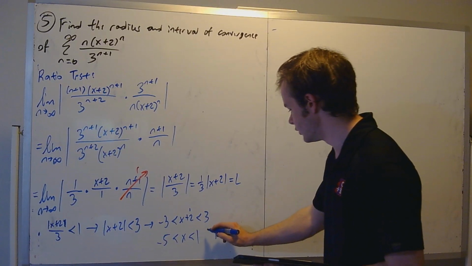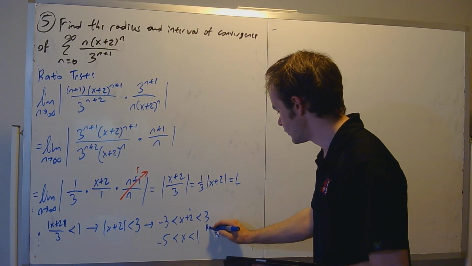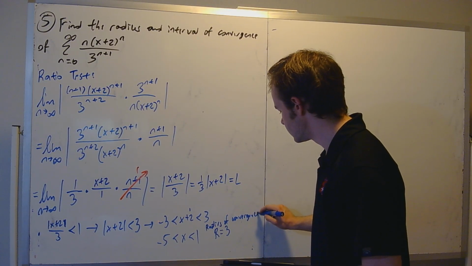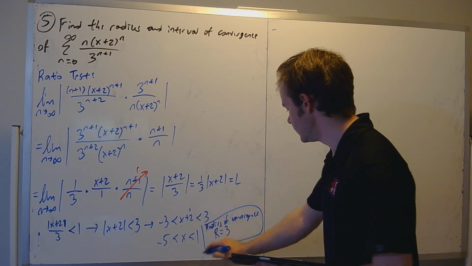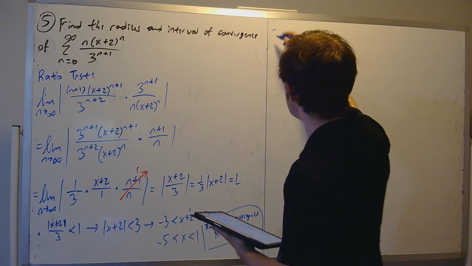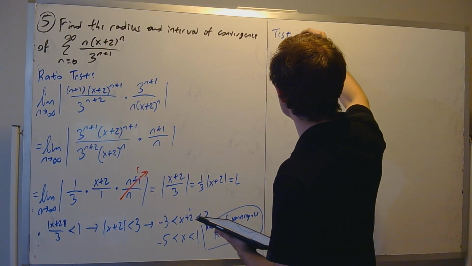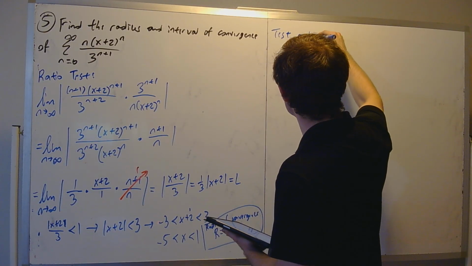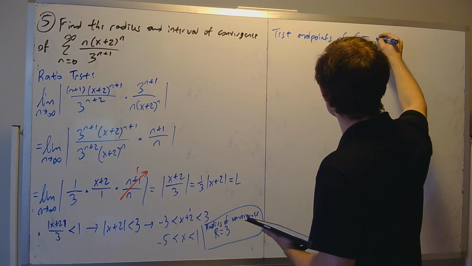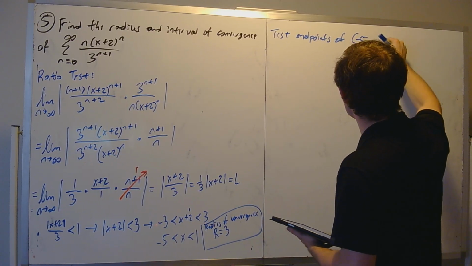So the radius of convergence is going to be this number, 3. And now we just need to figure out the endpoints. So we'll say here, test endpoints of the interval from negative 5 to 1.